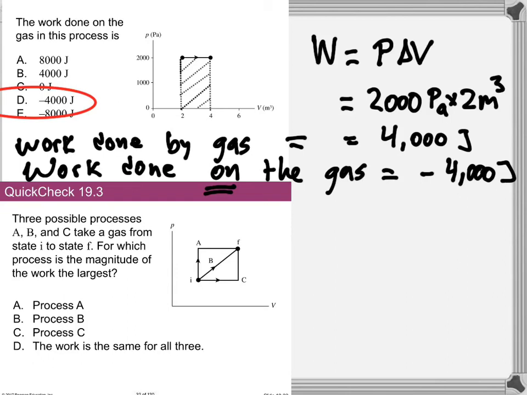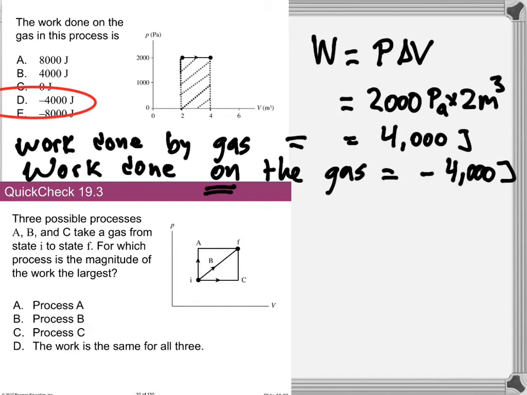Let's move on to the problem below that one. It says 3 possible processes A, B, and C take a gas from state I to state F. For which process is the magnitude of the work the largest? So 3 processes here going from the initial to the final. Process A takes us from the initial state. We increase the pressure at constant volume, we reach a certain final pressure, and then we expand the gas at constant pressure until we get to F.